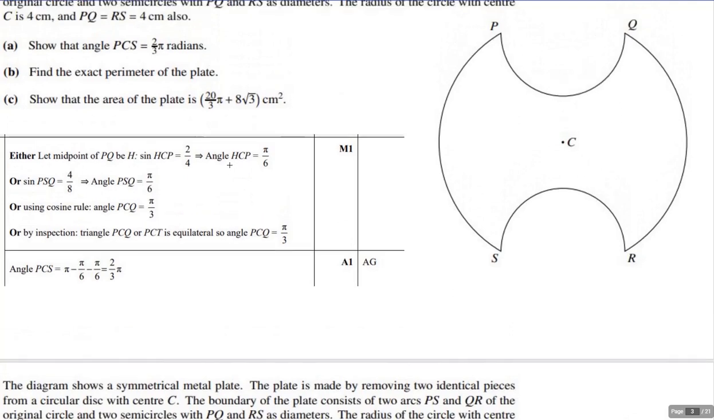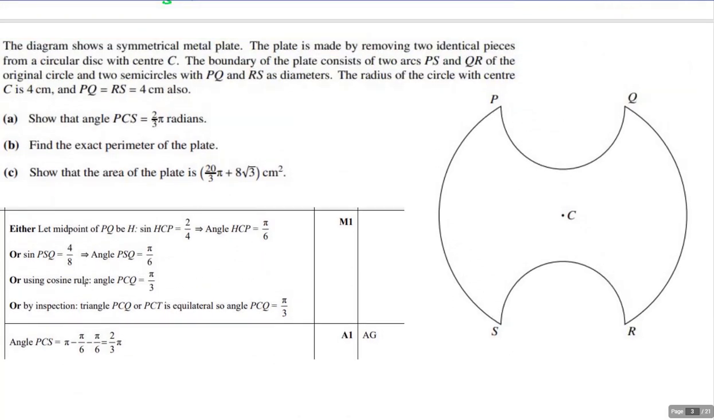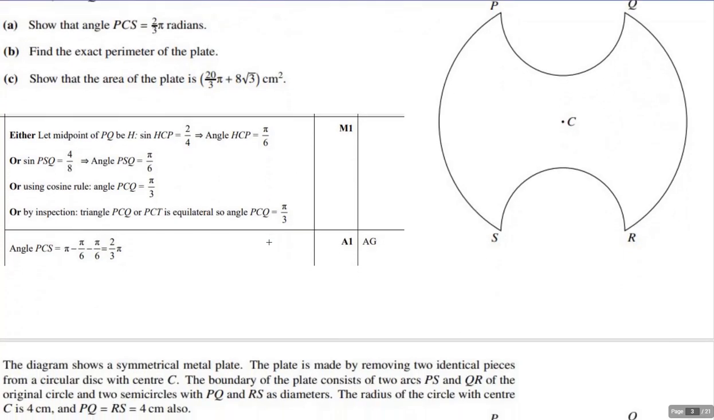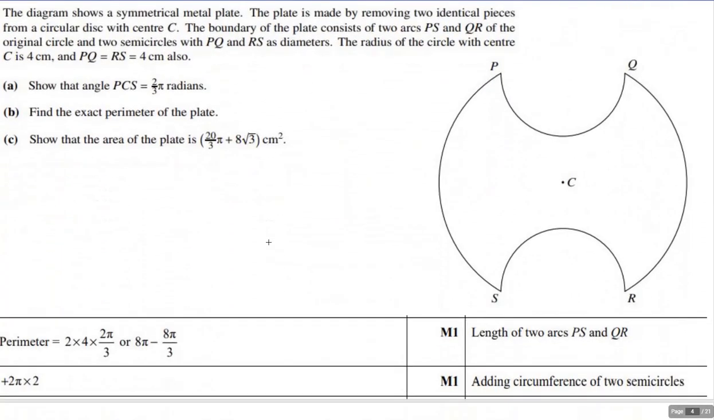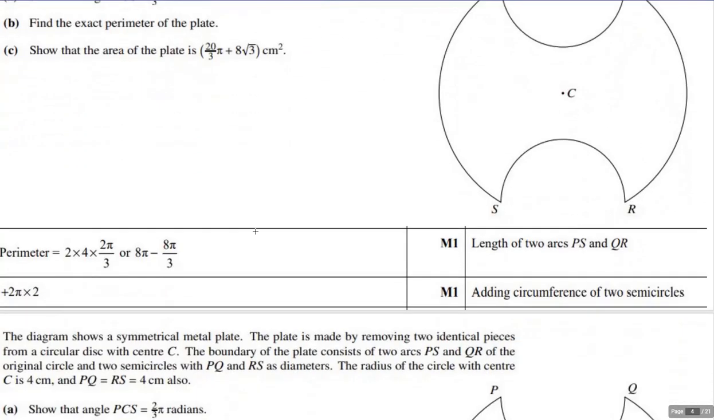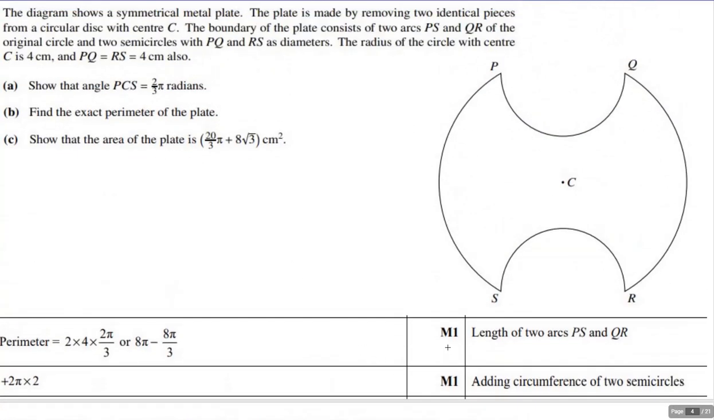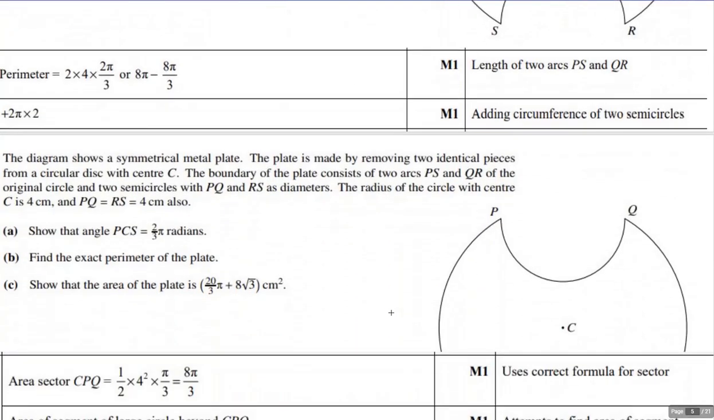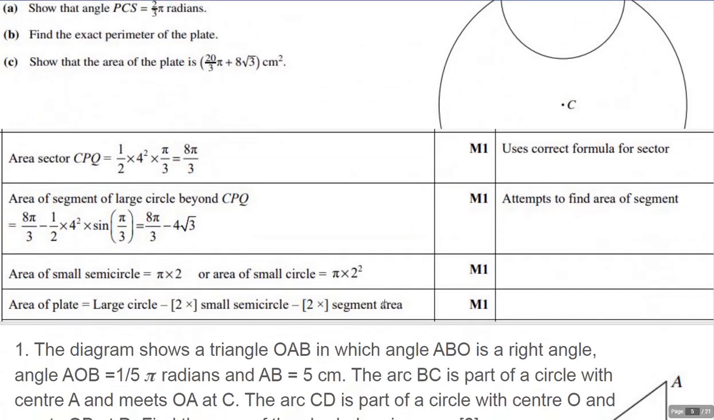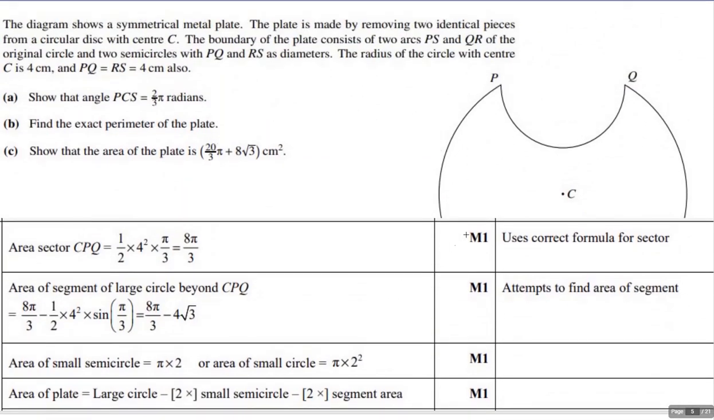All right, so that first part, finding the angle, it's only worth 1 point. But again, it really shouldn't have been that hard. Finding the perimeter, that was only worth 2 points. And you can see what they did, the same thing. We took the arcs and we took the circumferences and the semicircles. Now this last part was worth 4 points.